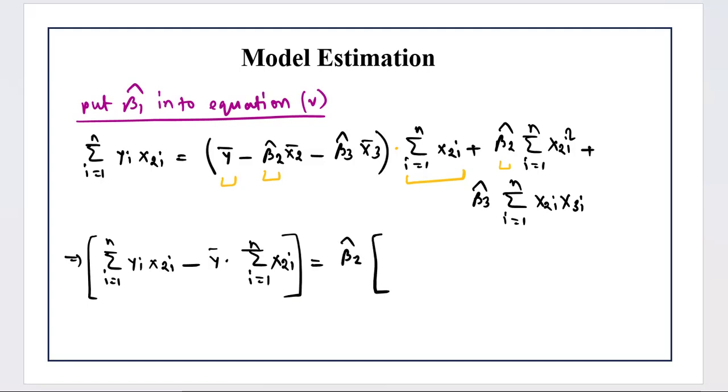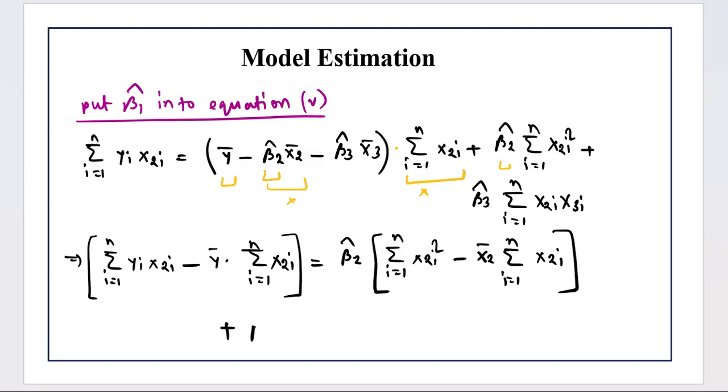So the first term will be this particular term, summation i from 1 to n x2i square. And then minus what you have here. If you see this particular expression, this thing multiplied by this thing, you will have x2 bar and then summation i from 1 to n x2i. Right? I hope you got the process.